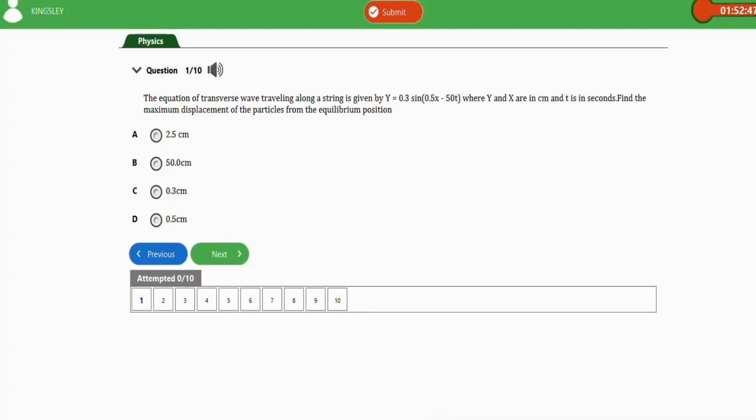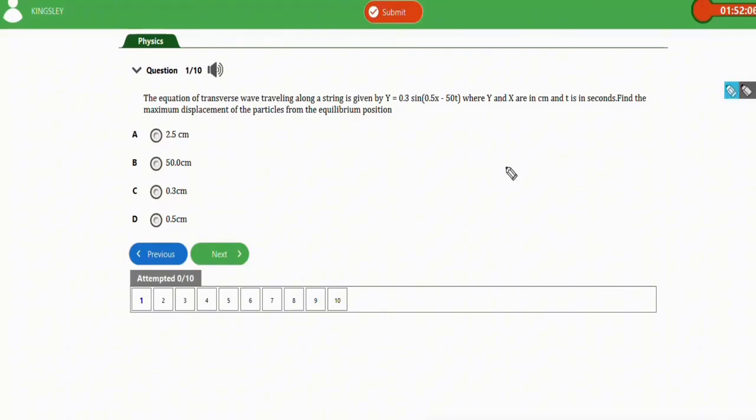The first question I have here says, the equation of transverse wave traveling along a string is given by this, where y and x are in cm and t is in seconds. Find the maximum displacement of the particles from the equilibrium position. Now guys, for this particular question, basically you don't need to solve anything. All you need is to know how to interpret wave equation.